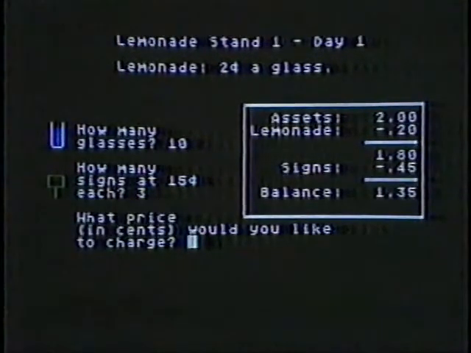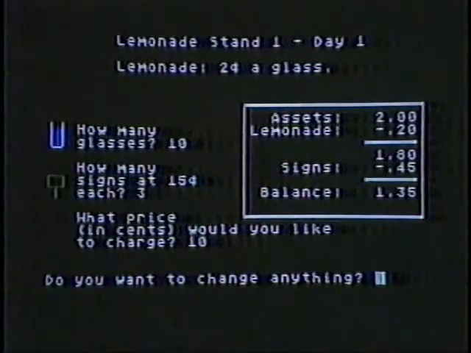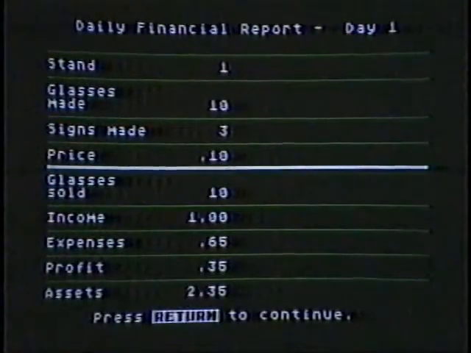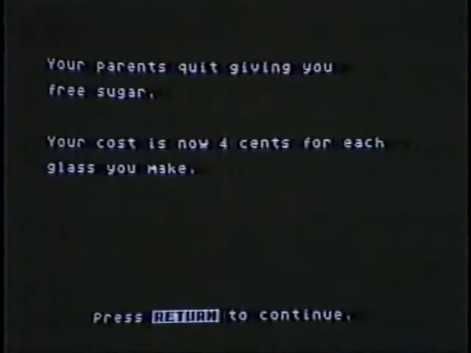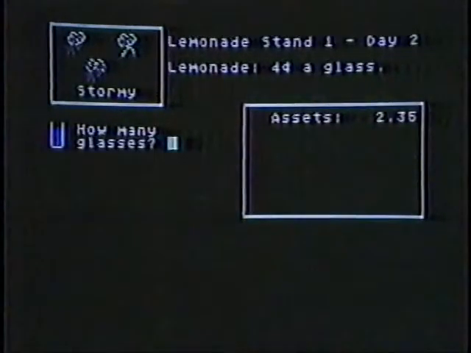What price would you like to charge? I think 10 cents is reasonable. Do you want to change anything? No, I don't believe so. So I made 10 glasses. I sold 10 glasses. Terrific. I made a profit of 35 cents. My assets are $2.35. So actually, this teaches children how to run a business, how to make business decisions. Yes, it shows them patterns and relationships between various factors. Selling price, advertising costs, the price of sugar, and so on. And of course, it also gets them to practice their math in a meaningful way.